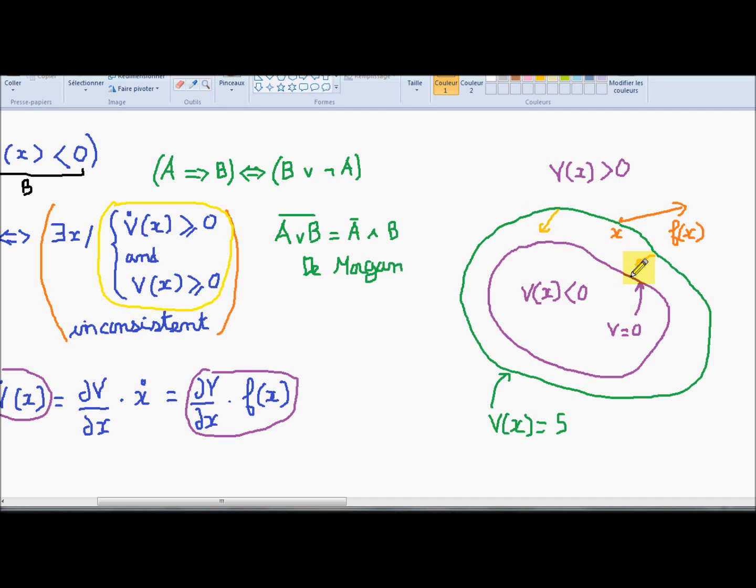Okay, and in this situation, it is clear that all trajectories starting from one point x will decrease with respect to V, and one day they will enter the set where V of x is negative. Once they are here, the trajectory can do anything. They could, for instance, follow a limit cycle or anything else.